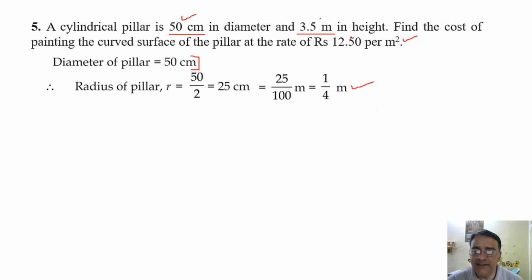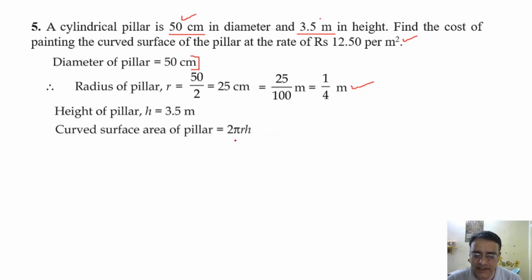Okay. Now the height of the pillar is given 3.5 meter, and the cost of painting the curved surface area we have to find. So we need to find the CSA first. What is the curved surface area of the pillar? 2 pi r. Very good, 2 pi rh. Now we'll substitute all the values: 2 into 22 by 7 into 1 by 4 into 3.5.